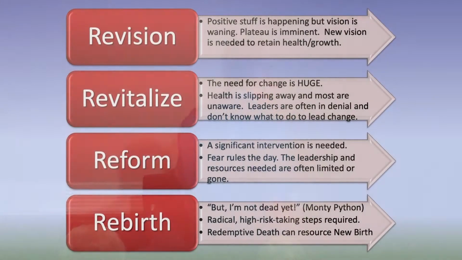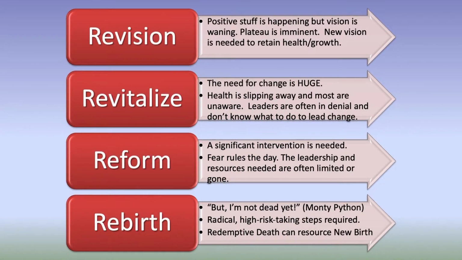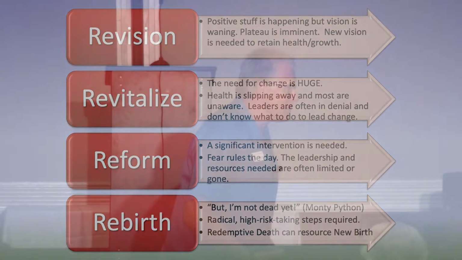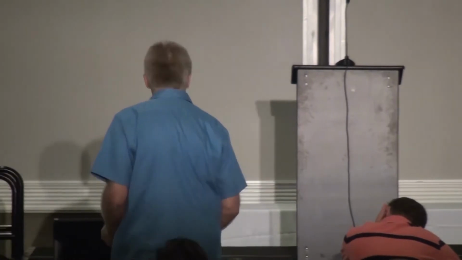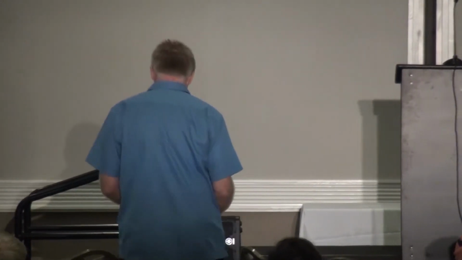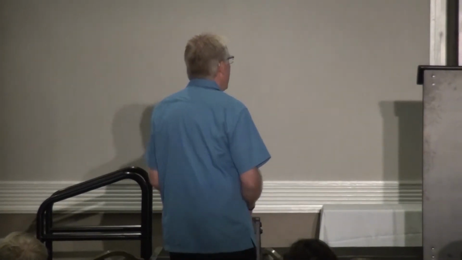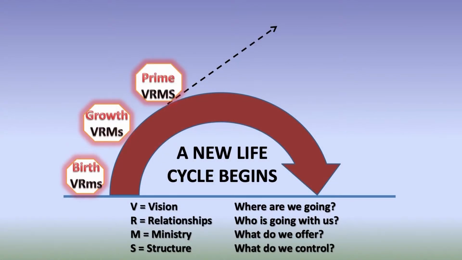What has to happen there? Radical, high-risk taking steps required. This is the place of redemptive death. This is the place that unless the seed falls to the ground, the life doesn't come forth. So, a new life cycle.